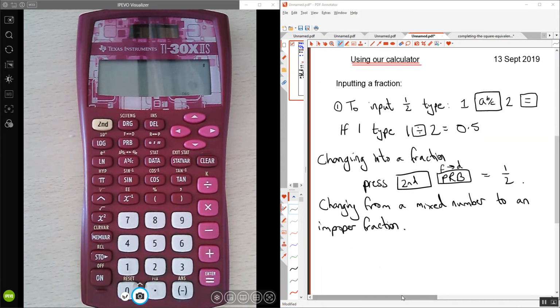Okay, so the first one we're going to do, we're going to input 2 3/4 into the calculator. So how are we going to put this in? What buttons am I going to press? Tyler, come on, listening. What buttons am I going to press to put 2 3/4 into the calculator?